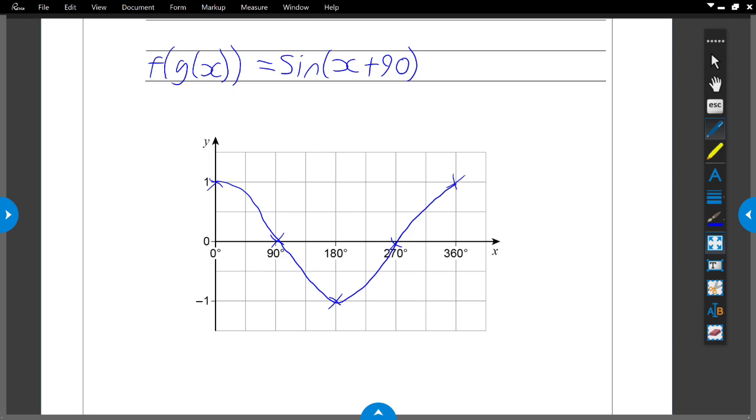But if in doubt, we can just do the calculations one by one. So x plus 90. x at this point is equal to 0. If we add 90 to that, we get 90, sine of 90, we do get 1. Add 90, we get sine of 180, sine of 270. So you can see how this is just shifted across from the sine curve.